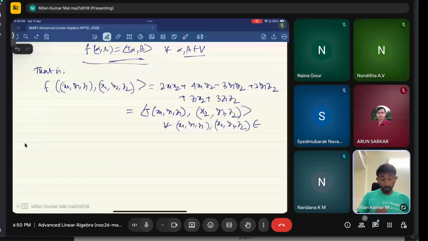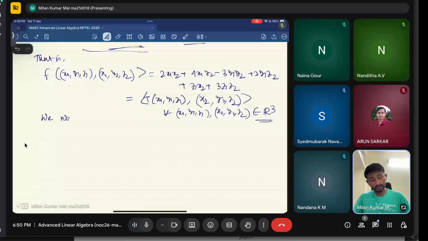Now my point is that I have to find T of (x1, y1, z1), what it is. So let me obtain T of (1, 0, 0). I want to obtain this.